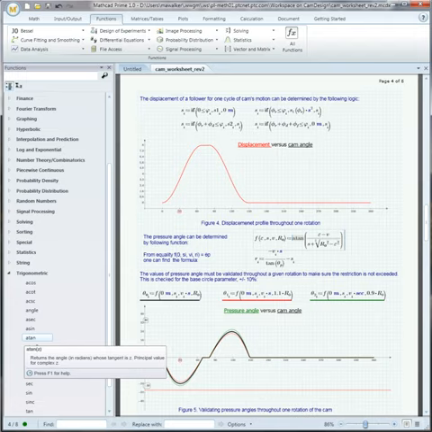Topic: Release history. Topic: Screen captures of previous Mathcad versions. Topic: See also.